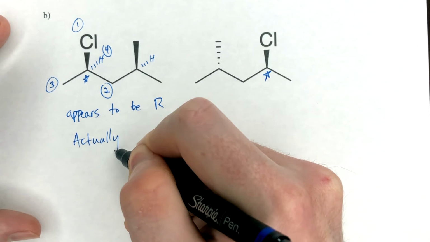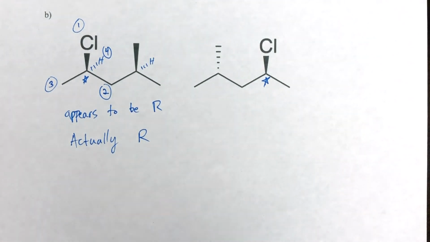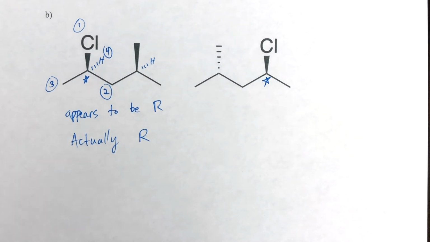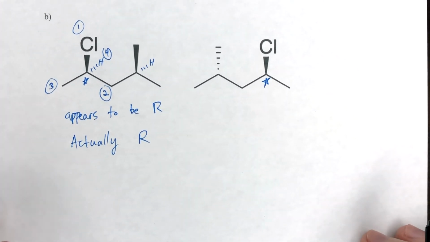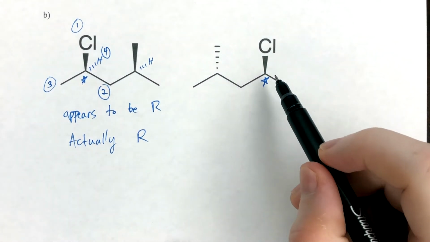Again, I keep saying the hydrogen, because most of the time the hydrogen is going to be the lowest priority, but there are cases where you can have a methyl group or something that's not a hydrogen be the lowest priority. So to be most accurate, it is when the lowest priority is in the back that you don't have to switch it.